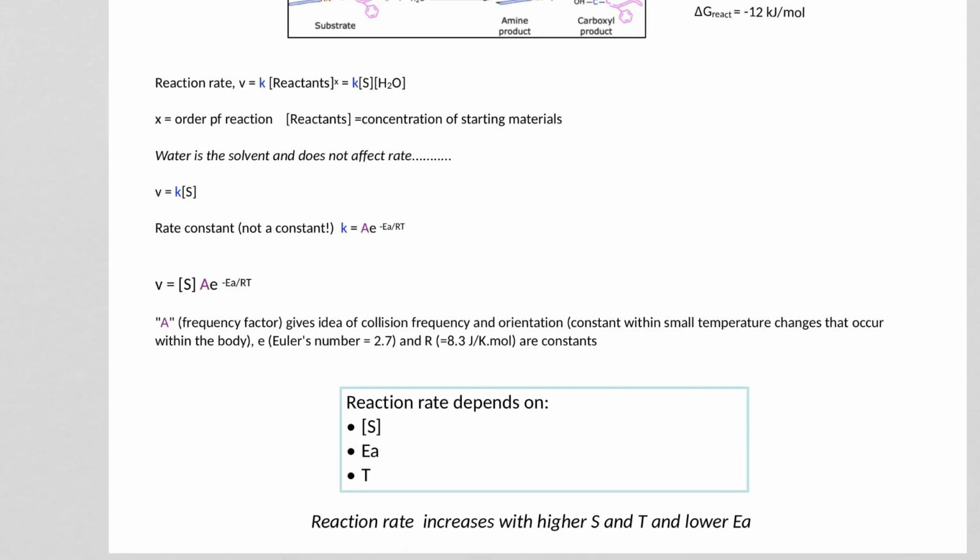So basically, if all these are constant, then the velocity really depends only on the variables, and that's the substrate concentration, EA, and the temperature. And we'll see that in this formula, the reaction rate or the velocity will increase if S increases or T increases. If the substrate concentration or temperature is higher, then the velocity increases. But if the EA is lower, then the velocity increases.